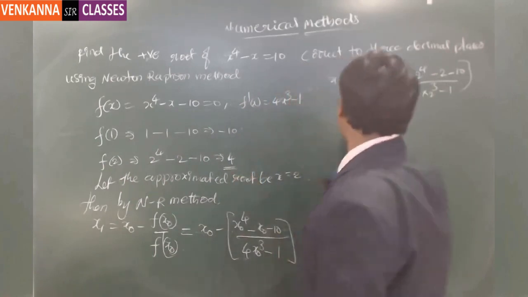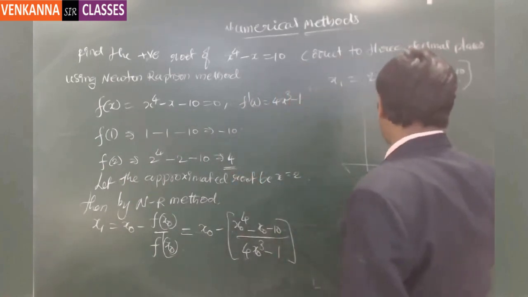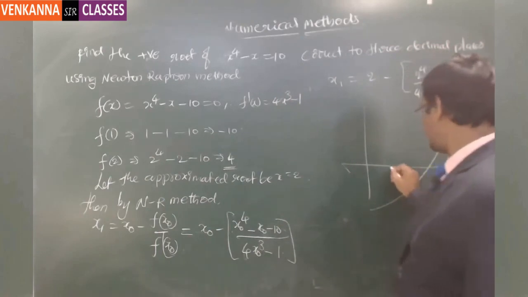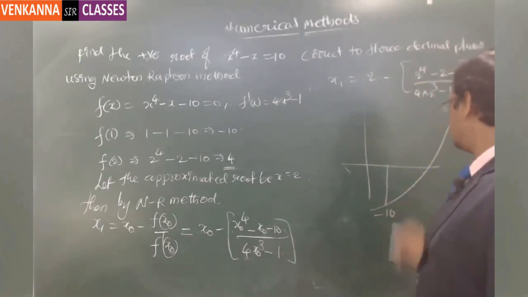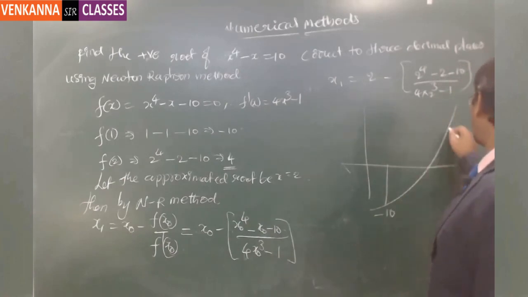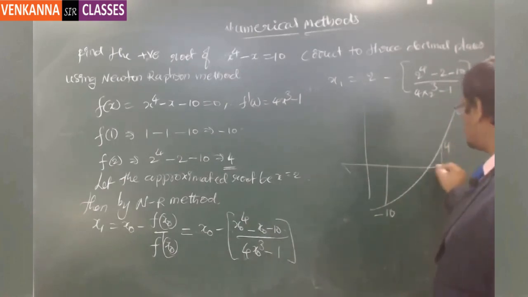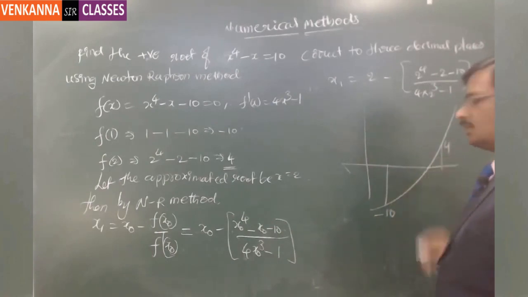Now if I try to draw the graph, this is how it is. At x equal to 1, I got a value of minus 10, and at x equal to 2, I got a value of plus 4. Now if you notice, this is closer and this is further, right?